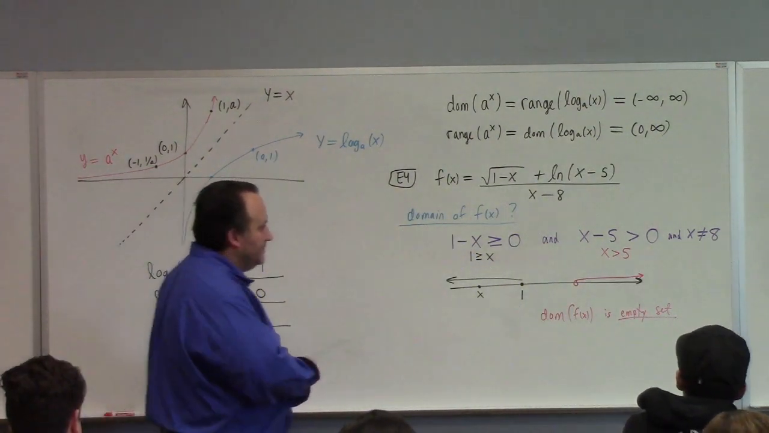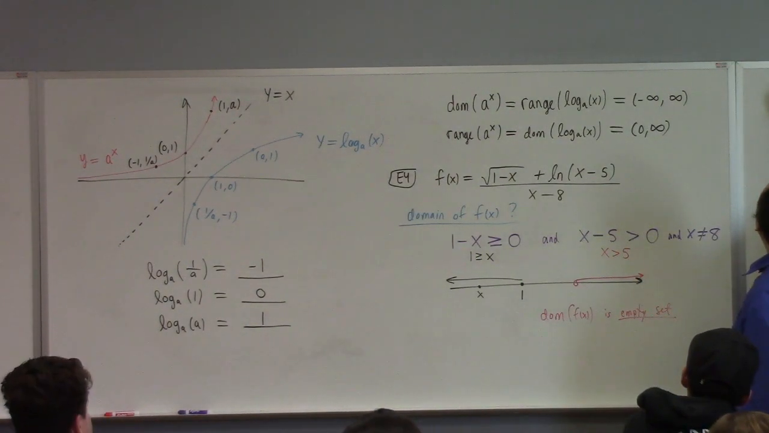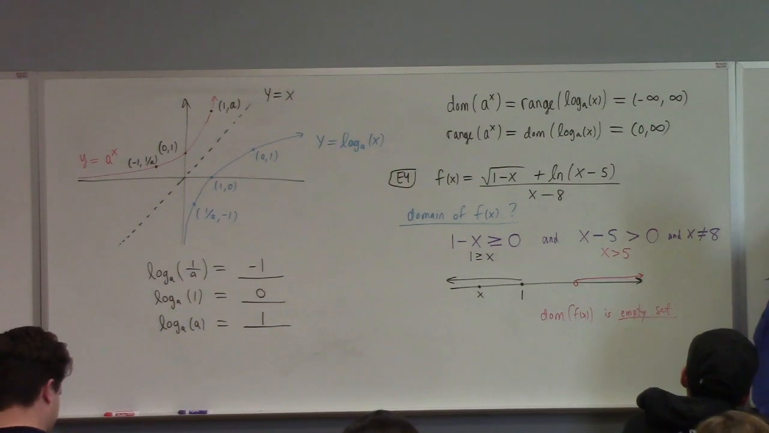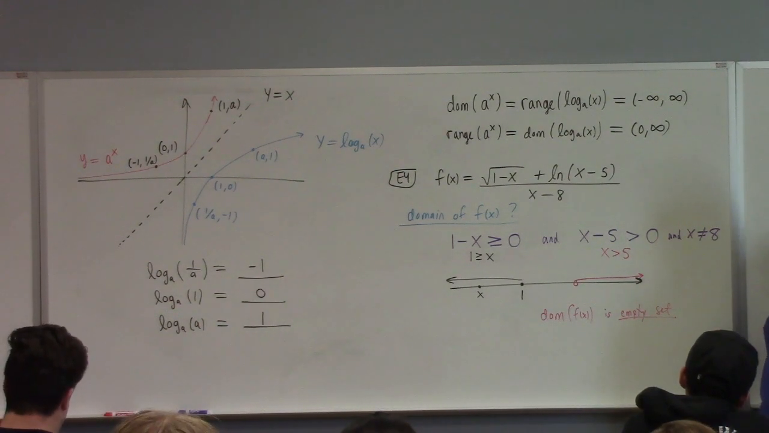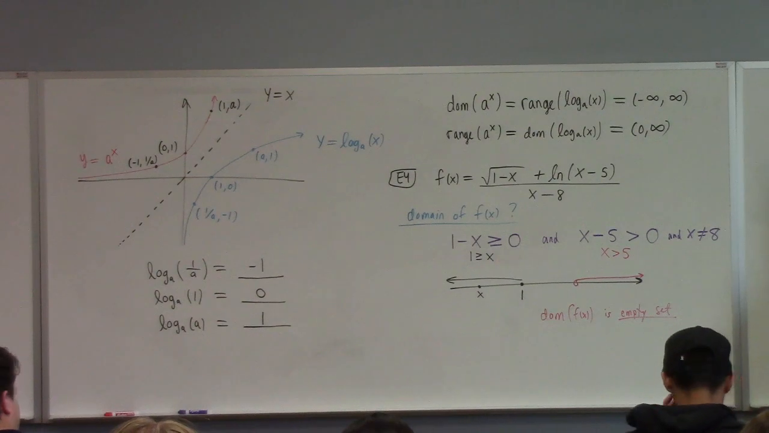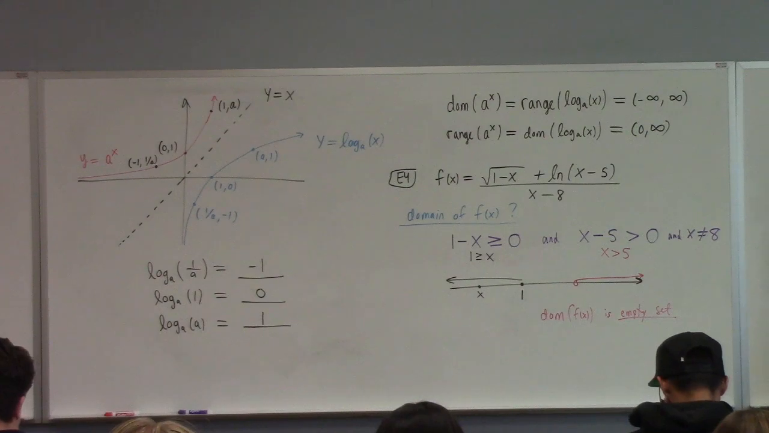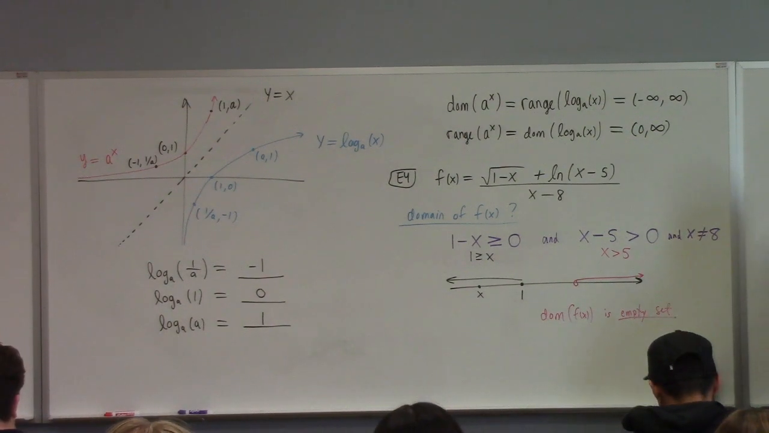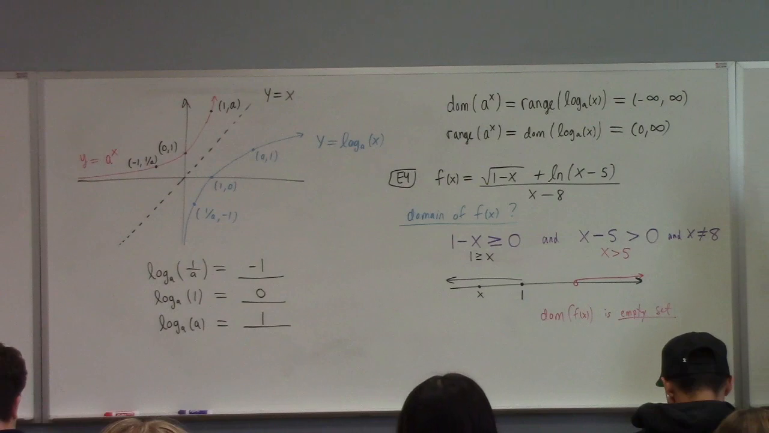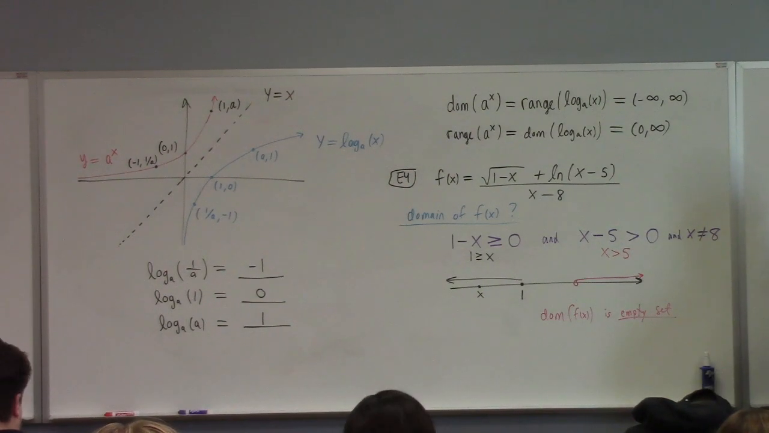Let me fix this example. It's easy enough to fix, right? So example 5, what if instead of that I had f of x was like the square root of, let's say, x minus 1 plus the natural log of x minus 5, all divided by x minus 8. Right? So almost the same thing, but now I need x greater than or equal to 1, x greater than 5, x not equal to 8.